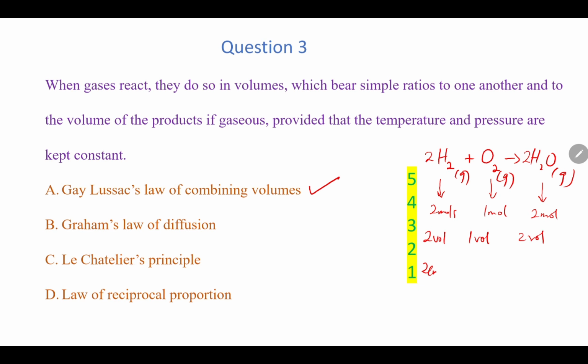Or we can say 2 cm cube of hydrogen reacts with 1 cm cube of oxygen to give 2 cm cube of water. So gases react in volumes, and they must be in simple ratios to one another. Do you get that? Alright, next question.